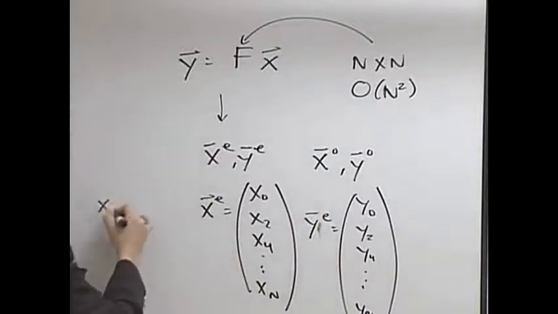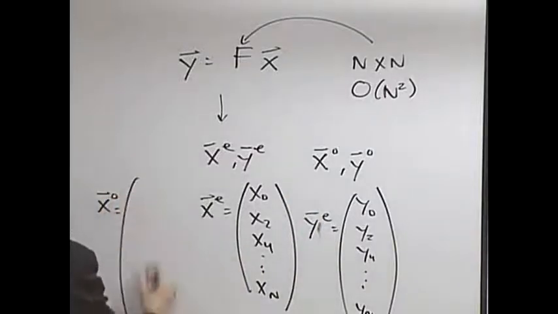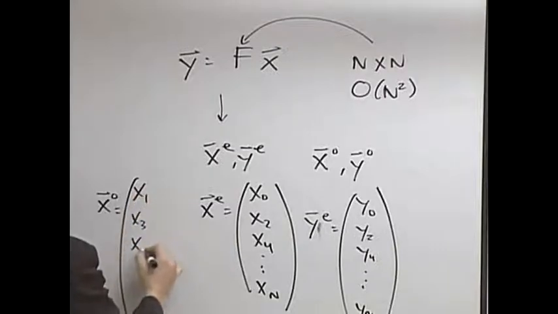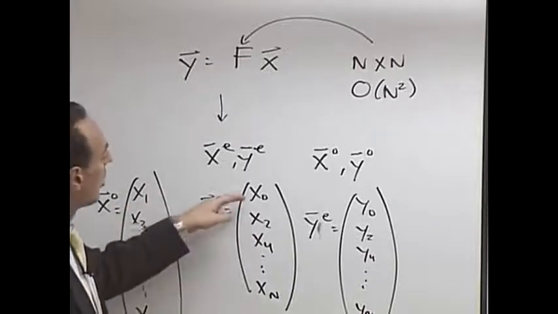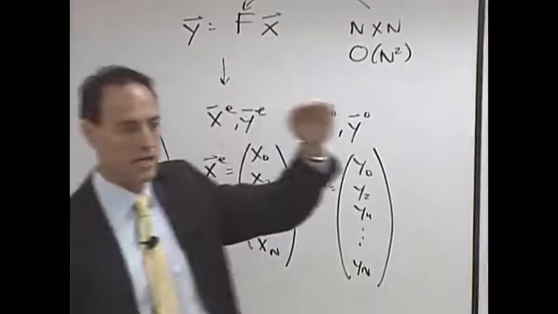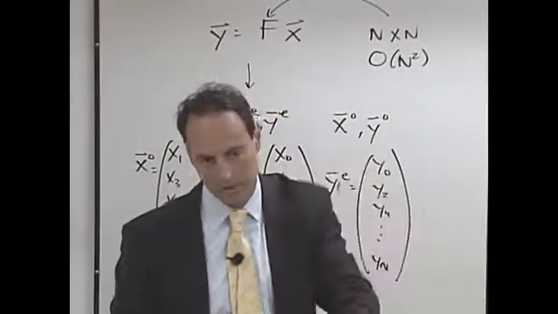Then X odd is X1, X3, X5, all the way to X of n minus 1. And Y odd is something similar. Okay? So why do I write it this way? Because now, look, what I've done is taken this vector x, which has x0, x1, x2, x3, x4, all the way to x of n.